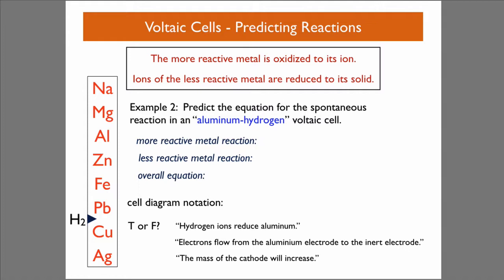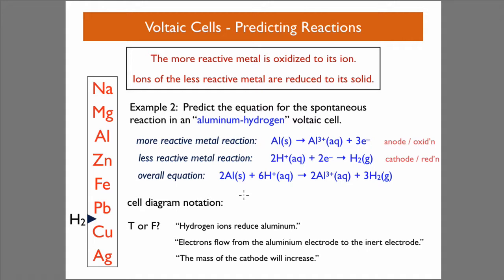Example 2. Predict the equation for the spontaneous reaction in an aluminium hydrogen voltaic cell. And you can see we've stuck hydrogen here. And you can see that the more reactive metal, or the more reactive element in this case, I suppose, is going to be aluminium, which will form its ion, give up some electrons. That'll be at the anode. Oxidation is taking place. The hydrogen ions will react with those electrons to form hydrogen gas at the cathode, where reduction is taking place.